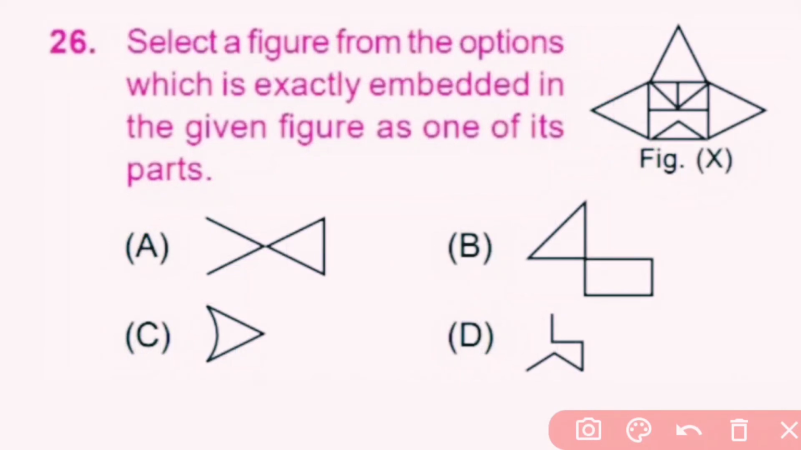Question number 26. Select a figure from the options which is exactly embedded in the given figure as one of its parts. Option D is exactly embedded in the given figure. So here D is the correct answer.